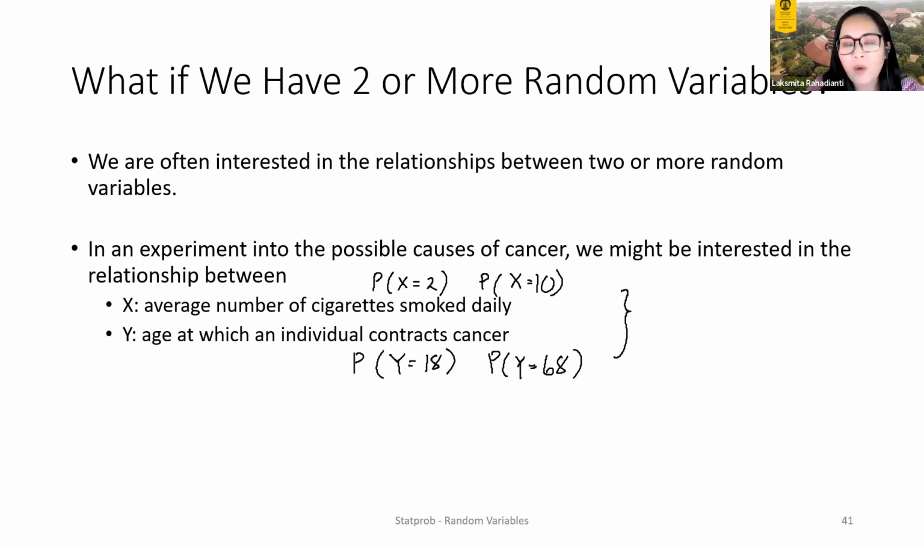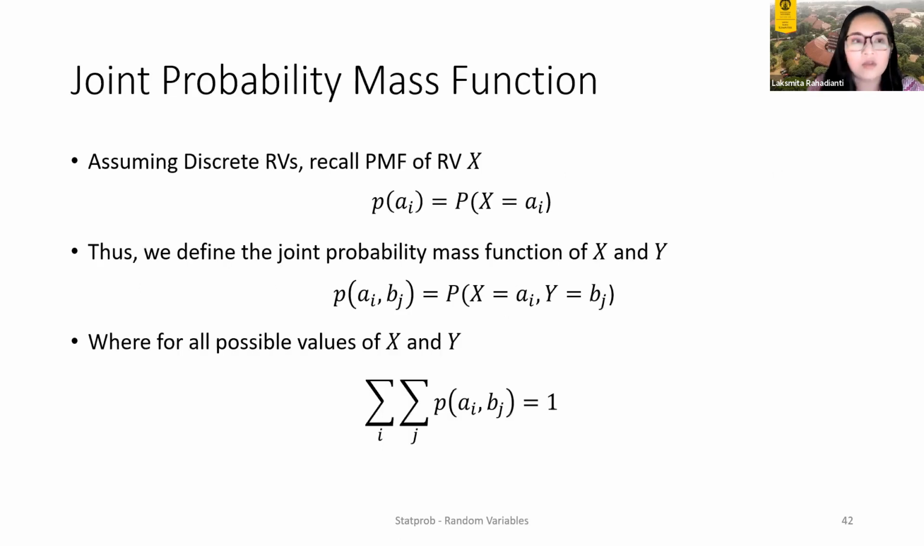what if I want to know the probability of someone who smokes 2 cigarettes a day getting cancer at the age of 35? AKA, what's the possibility of this happening at the same time that also happens? So if I'm assuming discrete random variables, I can define this using the PMF. Recall that we have the probability at exact numbers, right?